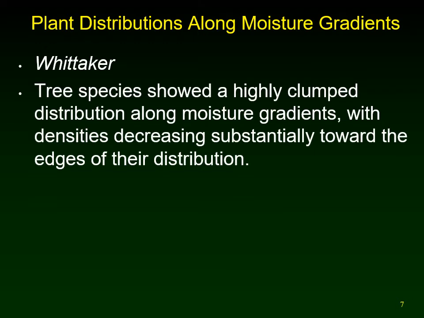What he found was a clump distribution along the moisture gradient, where different species were clumped in the environment, found in the highest densities in the environments that they were best suited for, and then you'd find less of them as you moved further up or down.